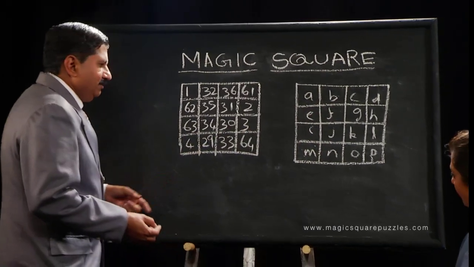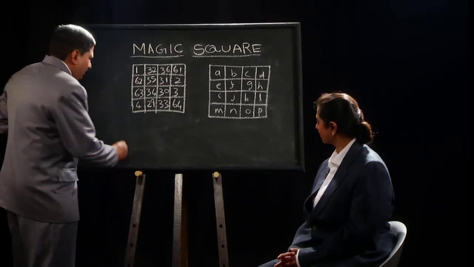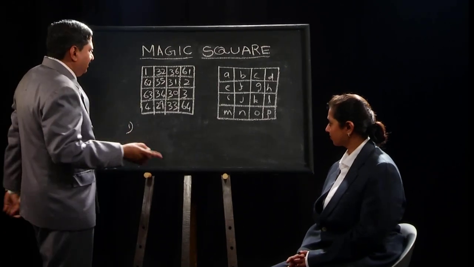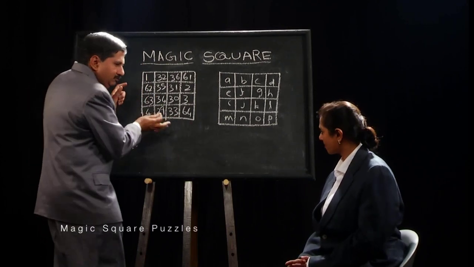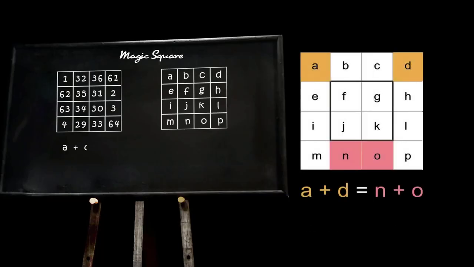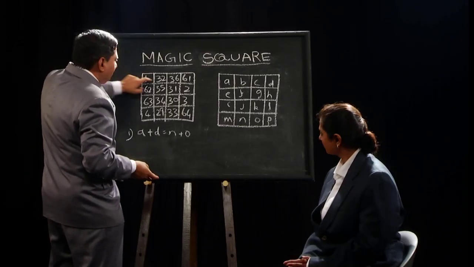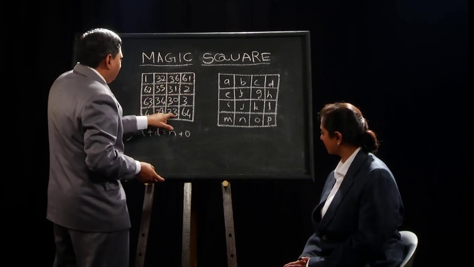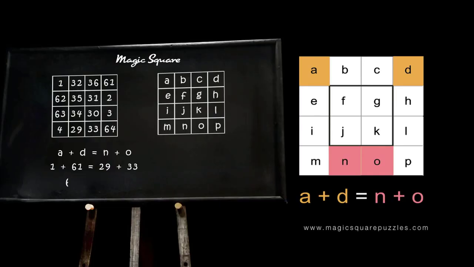Okay. And our great Indian mathematician Ramanujan has discovered certain concepts in the 4x4 magic square. We will see what they are. This magic square is taken from the 8x8 magic square that I showed you earlier, one of the 4x4 subsquares. Okay. Rule number one, Ramanujan said A plus D is equal to N plus O. So here this is A and this is D, this is N and this is O. That is 1 plus 61 is equal to 29 plus 33. Here 1 plus 61 is 62 and 29 plus 33 is 62.